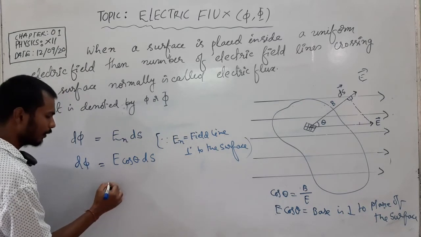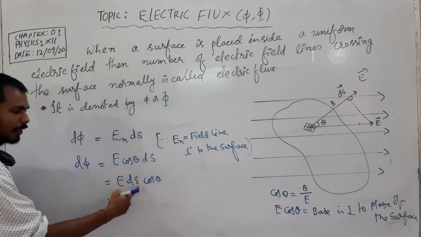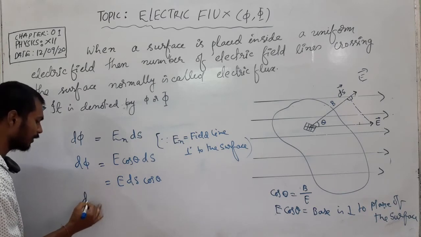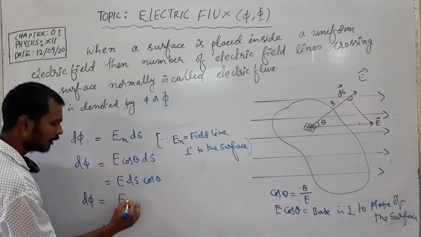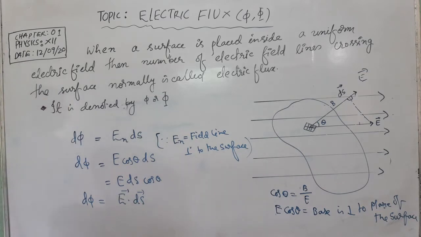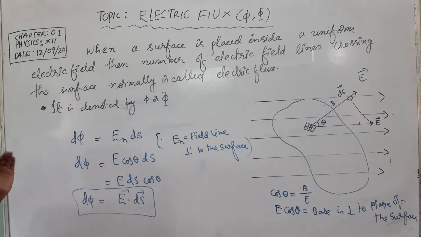Now we will rearrange it as E ds cos theta. Now this is in the form of a dot product of two vectors. So we can write d phi is equal to E dot ds. The dot product of two vectors is a scalar. Okay, so this is the value of electric flux.